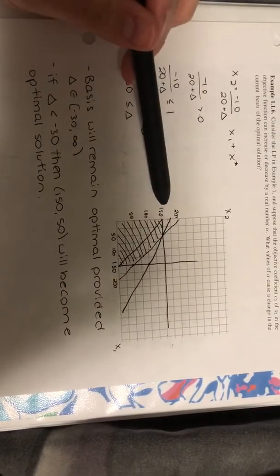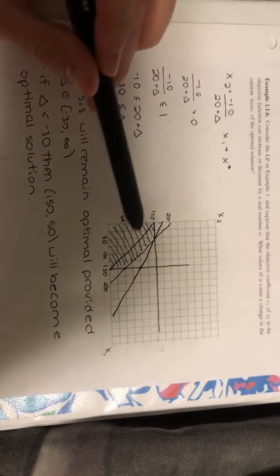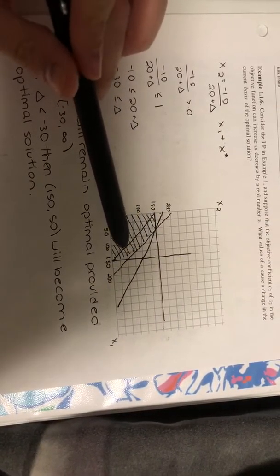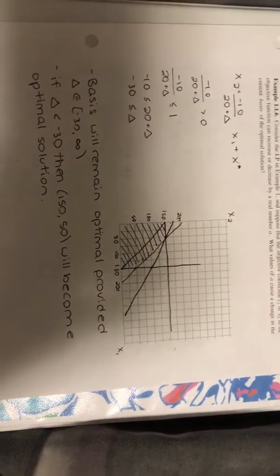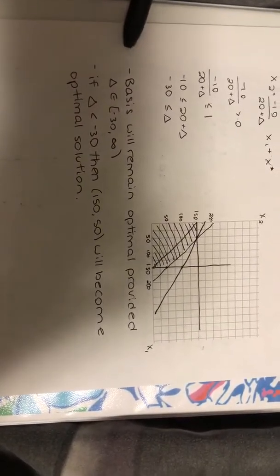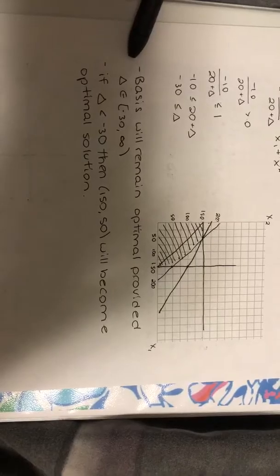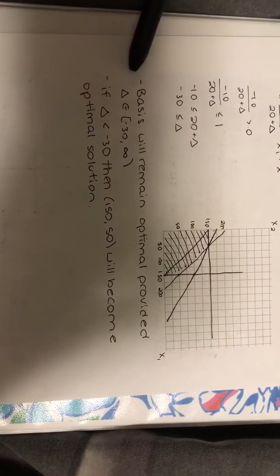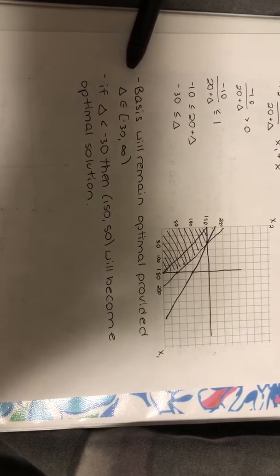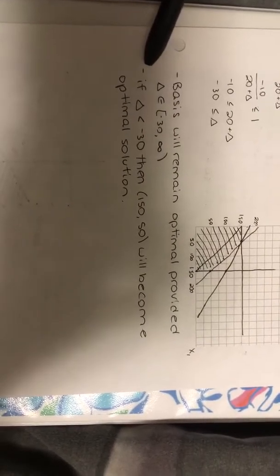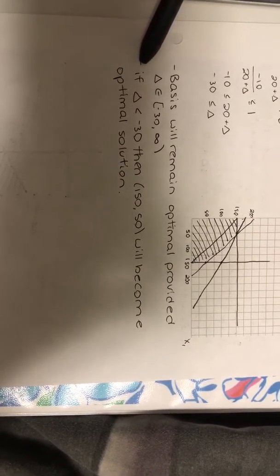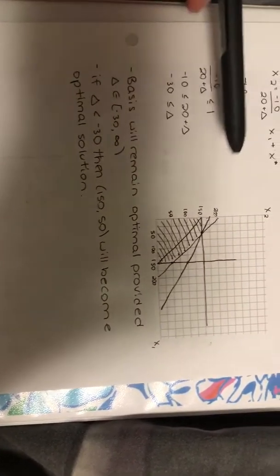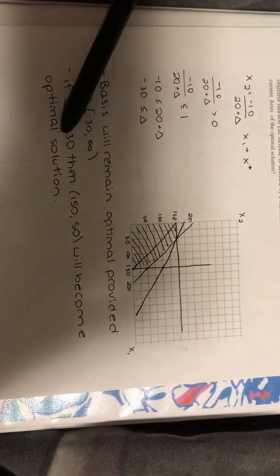So we move over to the graph and we graph it. Same graph as from before, but you see our feasibility range has shifted some. So the basis will remain optimal provided that delta is an element between negative 30 and infinity. If delta is less than negative 30, then 150, 50 will become the optimal solution. So this is how we would change the optimal solution from what we originally found.